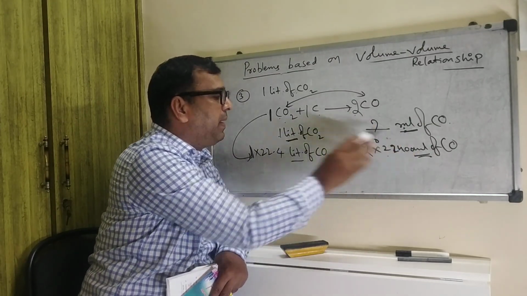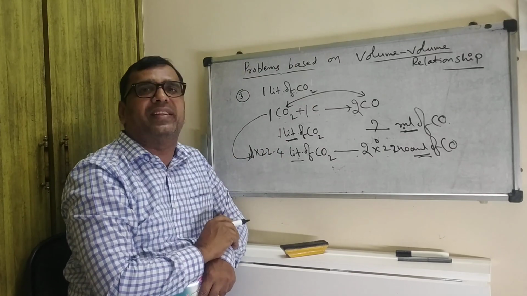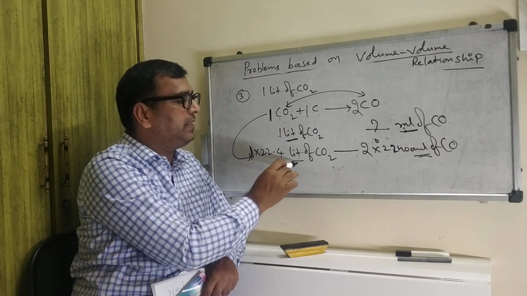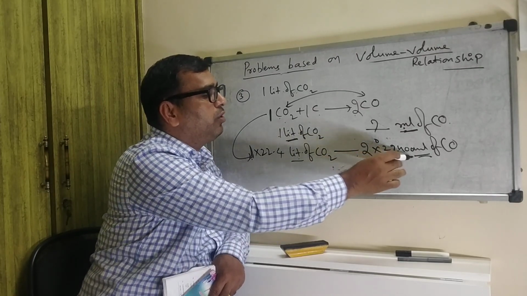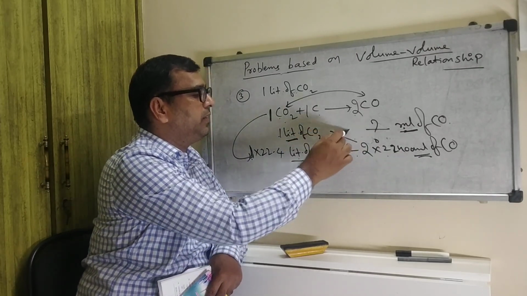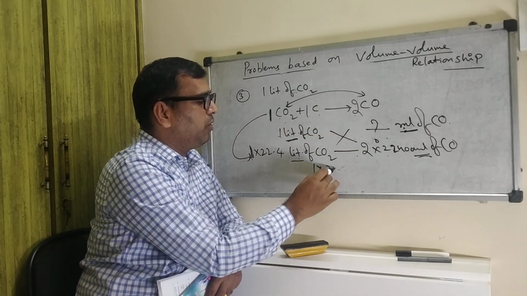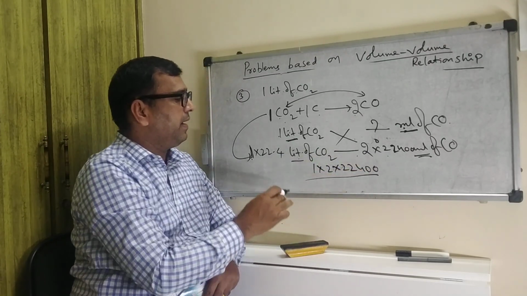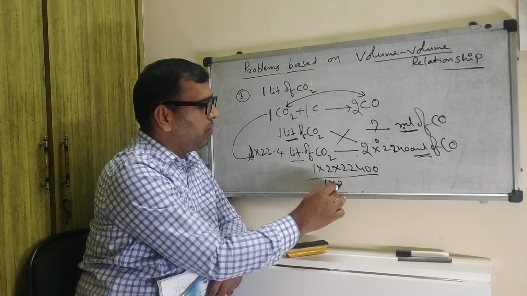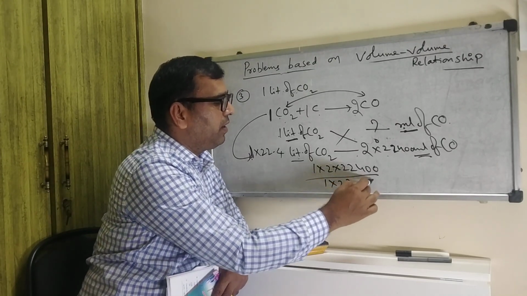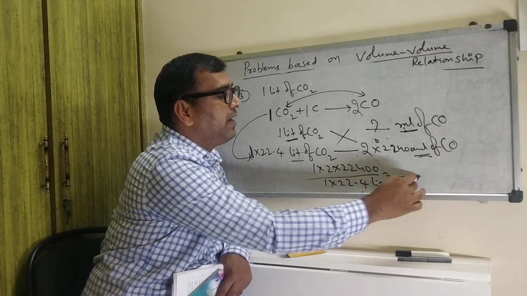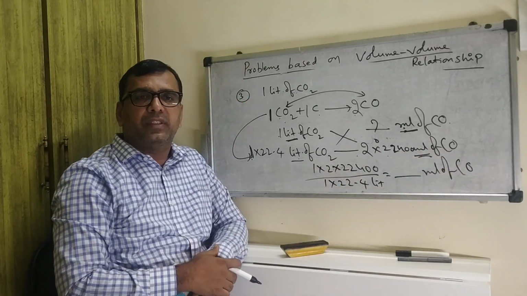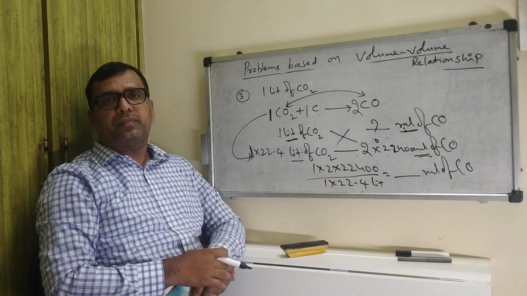Why is this in ml? This is in ml and this is in liters. So that is the relation. 1 into 22.4 liters gives 2 into 22,400 ml. So this much gives how much? 1 into 2 into 22,400 ml divided by 1 into 22.4 liters. Then finally we will get the answer in ml of carbon monoxide. So like this you have to do.